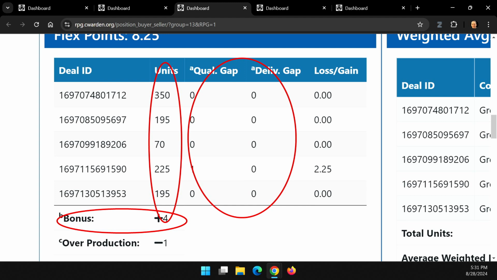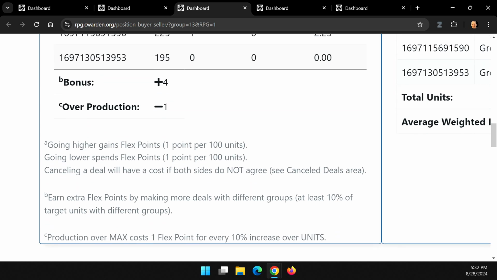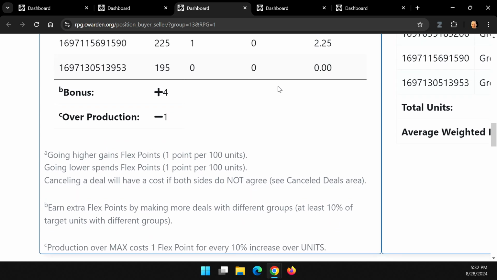Now, if you repeat the same group, that won't count. It will only count for totally different groups. Okay, next we're going to look at a special case that only happens if you're selling products.